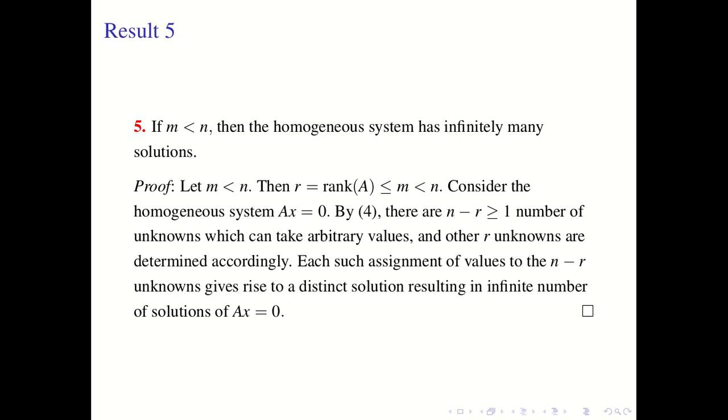Now if you have infinitely many solutions for Ax equal to 0, that means that if you take any particular solution, that solution plus these infinitely many solutions will give infinitely many solutions for Ax equal to b. So if m is strictly less than n, the homogeneous system has infinitely many solutions.